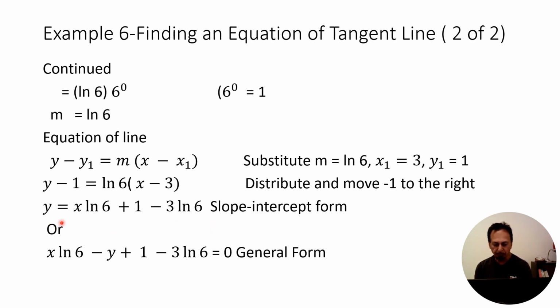But that is the point-slope form. So if we move the y to the right, it becomes x natural log of 6 minus y plus 1 minus 3 times natural log of 6 equals 0.